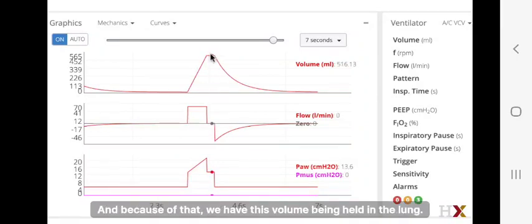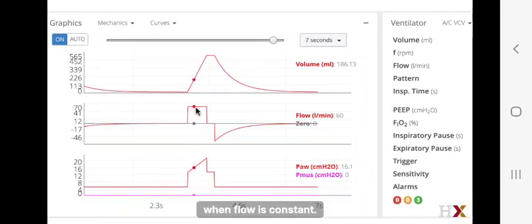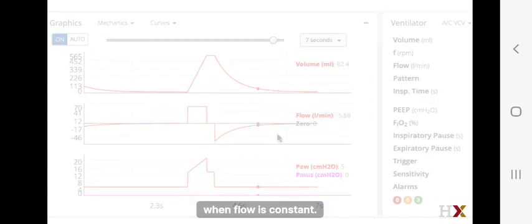And because of that, we have this volume being held in the lung, and because there is no flow, we have this plateau pressure, which represents the pressure in the alveoli when the breath is held. This pressure here is due to the resistance in the airways when flow is constant.